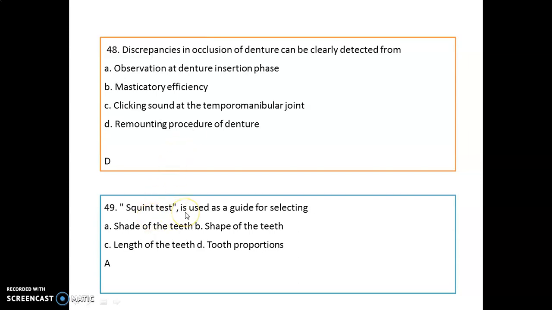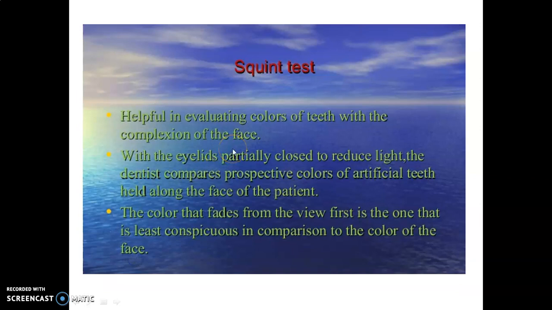Squint test is used for what purpose? It is used for the shade of the teeth. Now let's see a little detail regarding the squint test. Remember, it helps in evaluating colors of teeth with the complexion of the face.